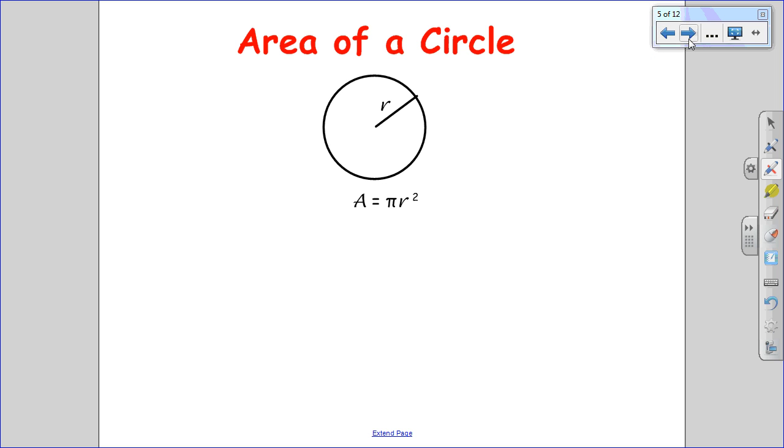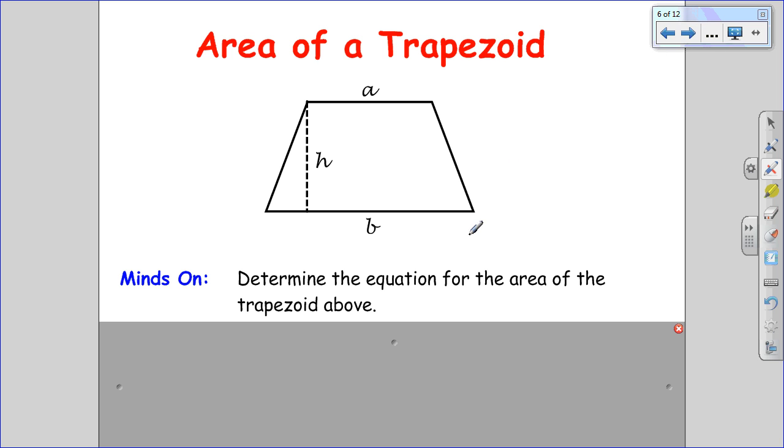The area of a circle, we're going to have to use that button on our calculator that has a pi, and the formula for area is pi r squared. The area of a trapezoid is a little more complex.